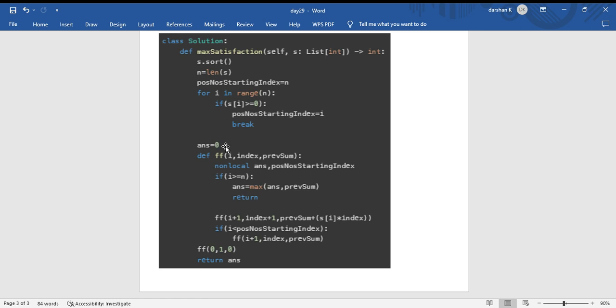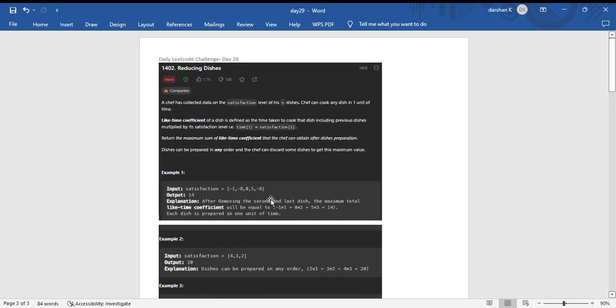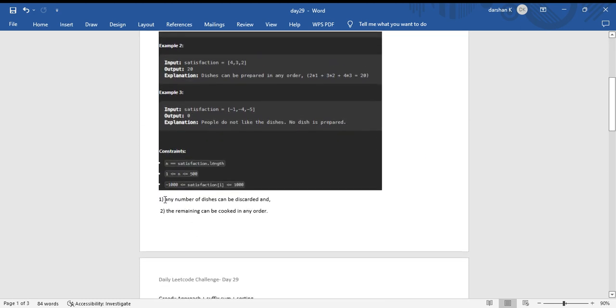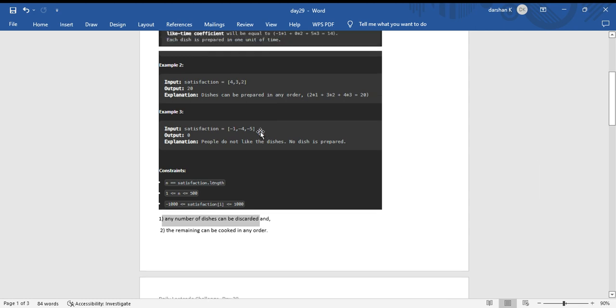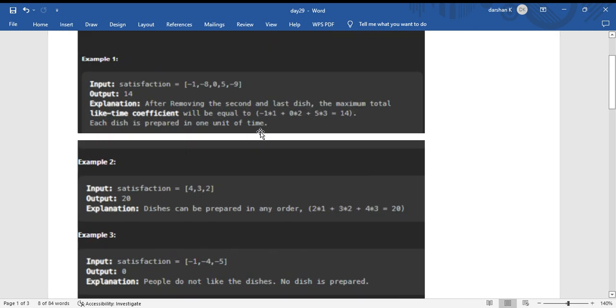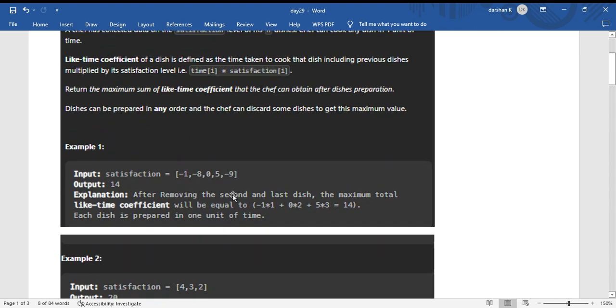That may or may not be selected, right? The question clearly mentions any number of dishes can be discarded, right? Just try to understand how they are doing it. In this example, what they did is they took minus one as the first index, then they are taking zero as the second index, and then five, and till five only: minus one, zero, and five only, right?